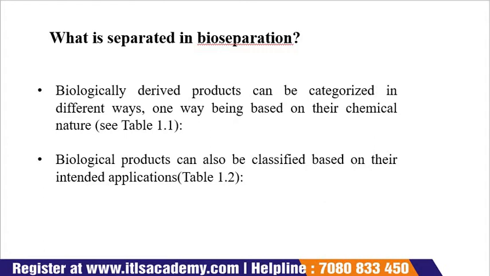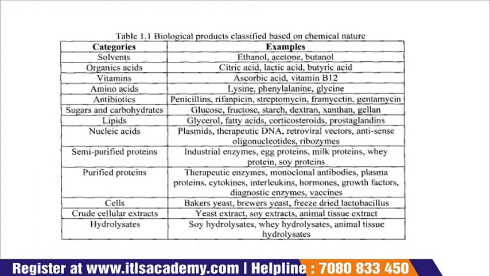Biologically derived products can be categorized in different ways. One way is based on their chemical nature, which has been shown in table first, and the next, biological products can also be classified based on their intended applications, which has been shown in table second. So here is table first, in which biological products are being classified based on their chemical nature. Here are the categories with examples.